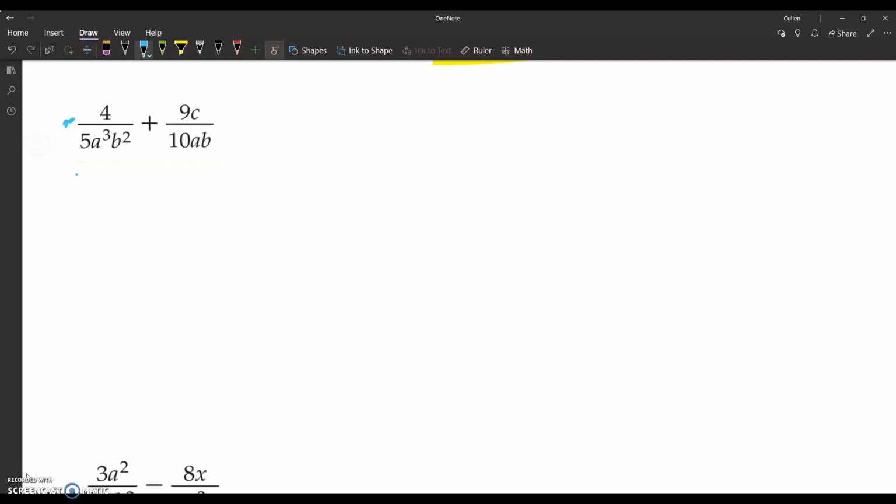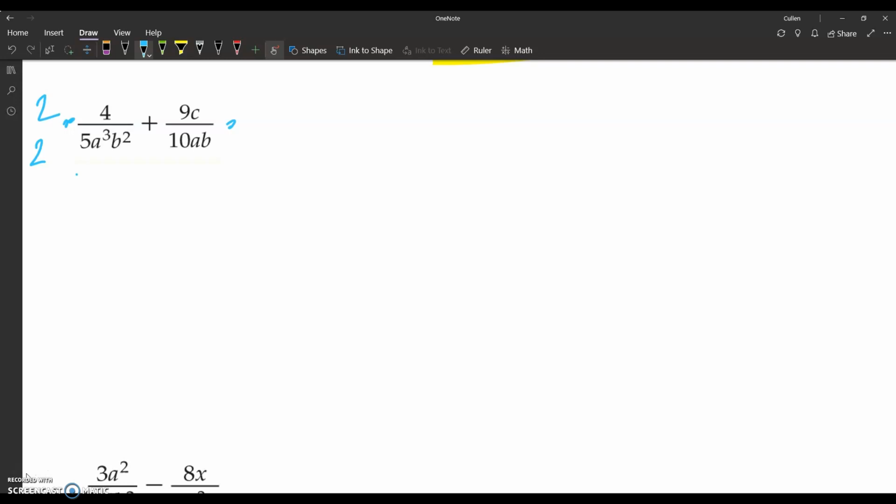So I know I want my number to be 10, so I'm going to multiply by 2. And then the a to the third and the b squared, I can change the right denominator to be a to the third and b squared really easy. So the only thing I should do to this left denominator is multiply it by 2. But what that means for my right denominator is the 10 is fine.